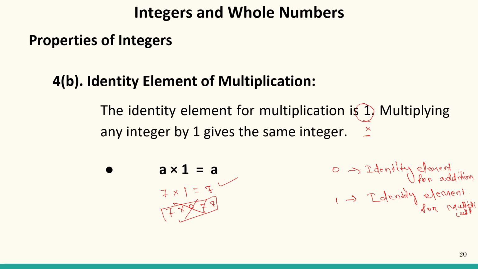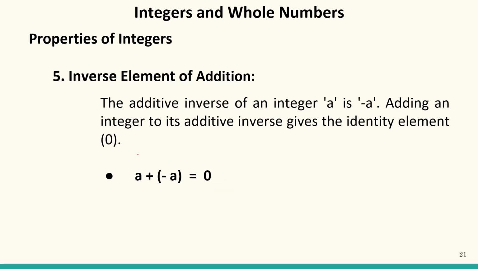Okay, let's go through the fifth property of integers, that is the inverse element of addition. So the additive inverse of an integer a is minus a. So if 1 is an integer, then its additive inverse is nothing but minus 1. Here a is 1 and minus a is minus 1, as 1 plus minus 1 is equal to 0. So the additive inverse of a is minus a, that's why the additive inverse of 1 is minus 1.